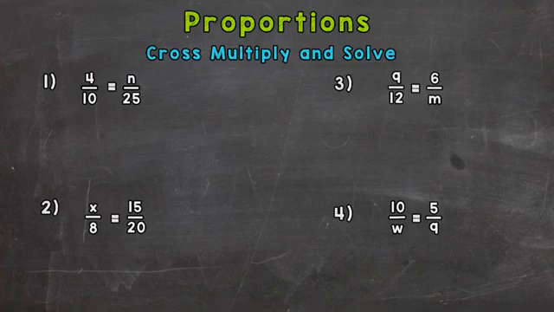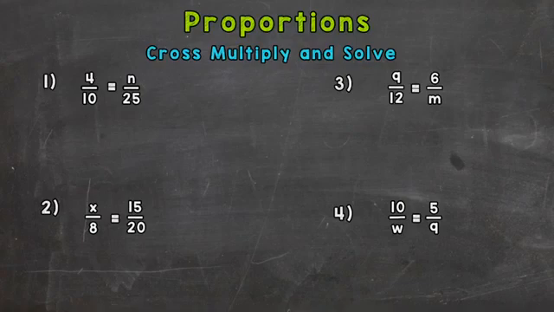In this video, I'm going to show you how to solve a proportion using cross multiplication. And remember, proportions are two ratios that are equivalent. And in these proportions, we have a missing value represented by a variable. So again, we're going to use cross multiplication in order to solve for that variable's value.